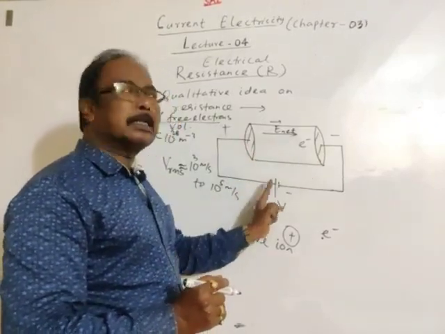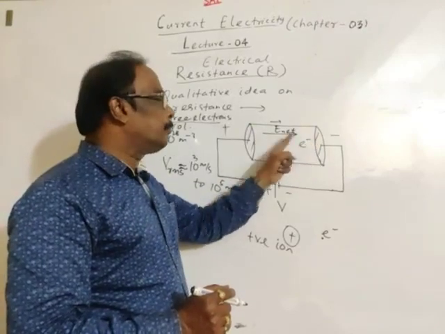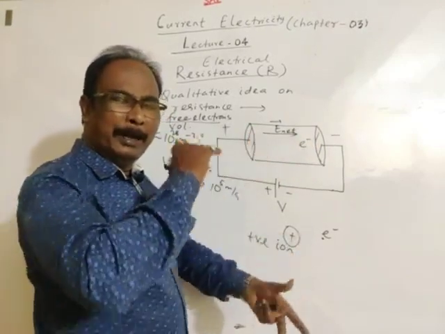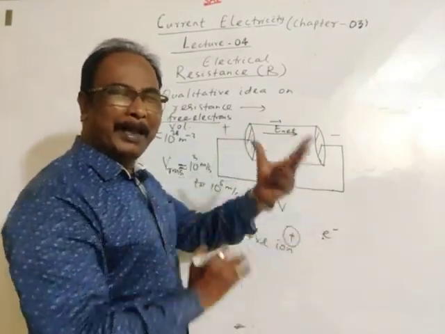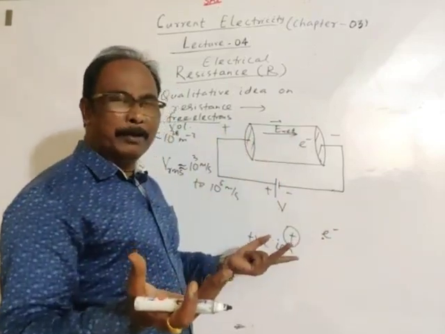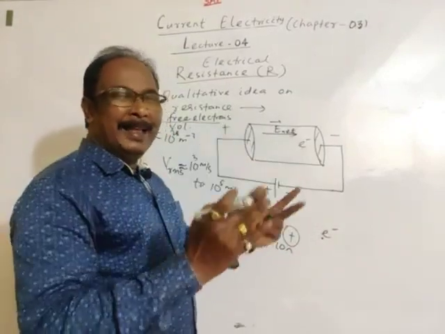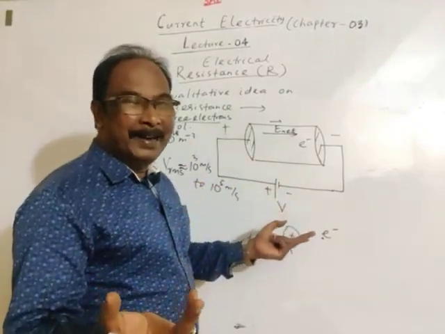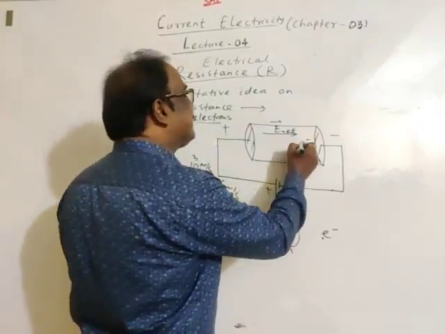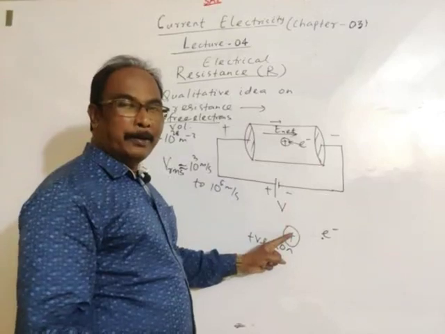When the conductor is connected between terminals of a cell, all the free electrons tend to move from low potential to high potential. During their motion, the electrons collide against each other due to high number density. The electrons repel each other, but most of the collisions take place with the positively charged ions.